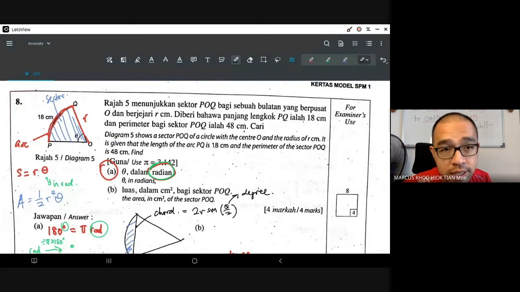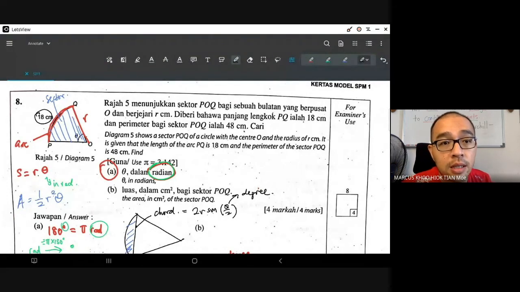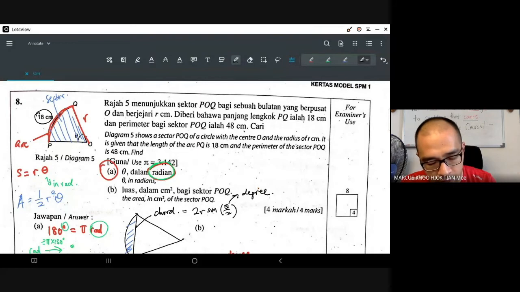Diagram 5 shows a sector POQ of a circle with center O and radius r cm. It is given that the length of the arc is 18 and the perimeter is 48. Find the value of theta in radians. But they never give you the r. That's very interesting. They didn't give you r, but they asked you to find theta. So let's start first.